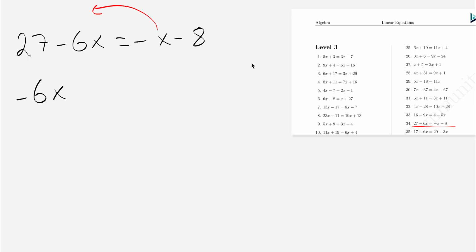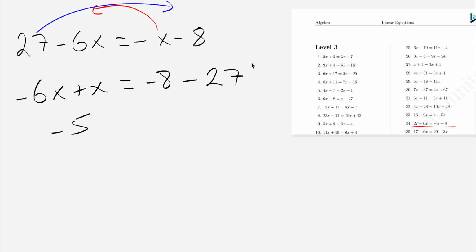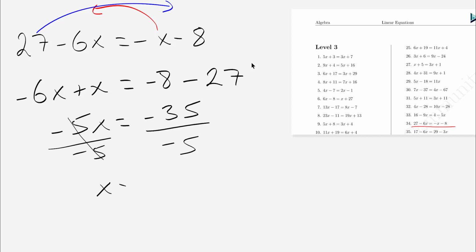The minus x on this side, I'm going to add that to the other side, so plus x equals minus 8, and then the 27, when it goes over to the other side, will become a minus 27. So minus 6x plus x, that's minus 5x, equals minus 8 minus 27, that's minus 35. So in order to get x, I'm going to divide both sides by minus 5. And I will get x is equal to, and minus 35 divided by minus 5 is 7, and it's a plus 7 because the minus by the minus will give me a plus.